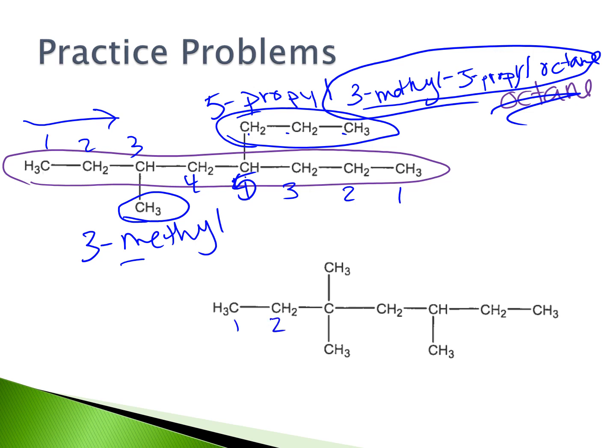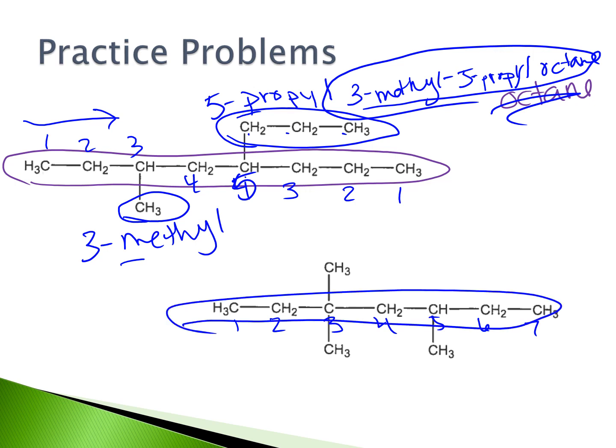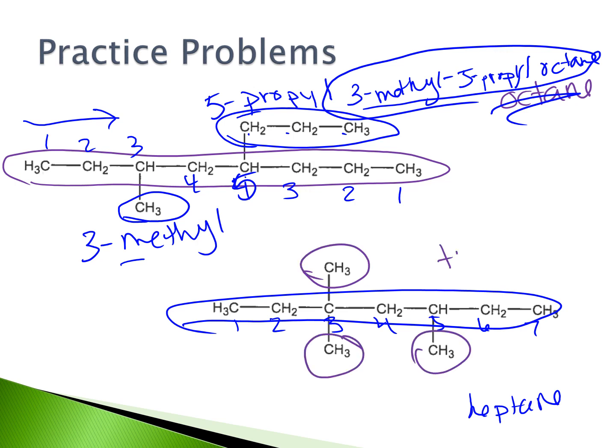All right, let's try this guy down here. So we've got 1, 2, 3, 4, 5, 6, 7. That's my longest chain. So this would be a heptane. Okay, now I need to figure out my other branches. So I've got 1 here, 1 here, 1 here. They are all methyls, so I know I'm going to be a trimethyl.